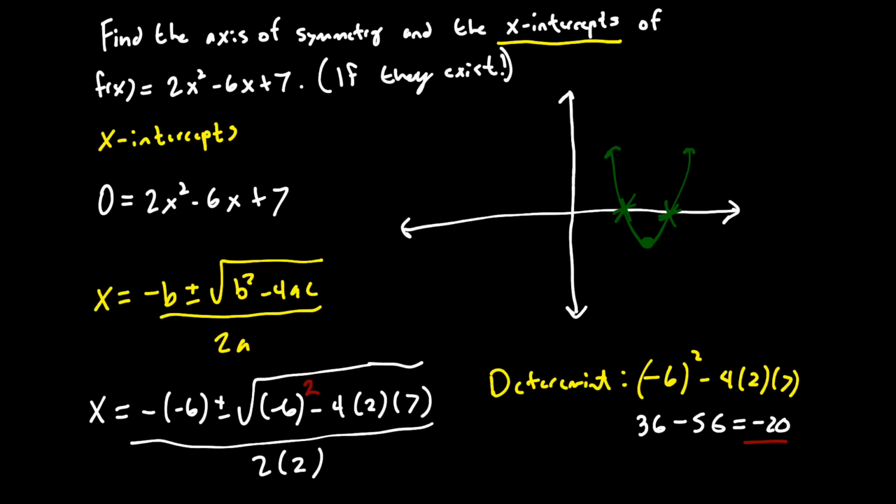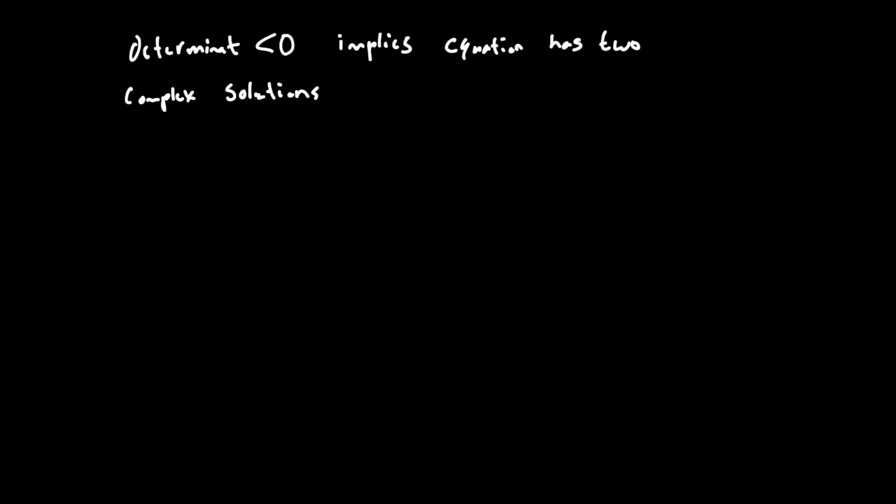So let me start a new page and write some of this down. Again, since the discriminant is less than 0, this implies that the equation has two complex solutions. This means that x has no real solutions, and this implies that f of x has no x-intercepts.